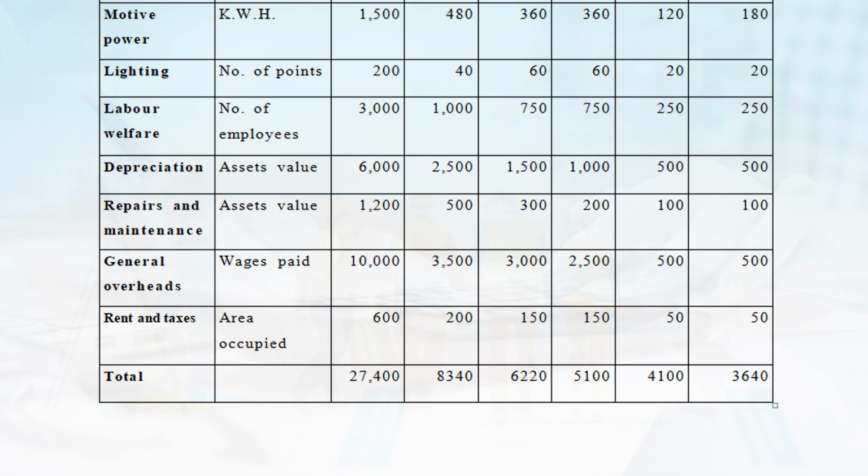Therefore, our total overhead is rupees 27,400, which is apportioned between production department and service department, and the total of production department A comes to rupees 8,340. For production department B, total overheads is 6,220. For production department C, total overheads is 5,100. For service department X, total overheads comes to rupees 4,100, and for service department Y, it is rupees 3,640. This is overhead distribution summary.